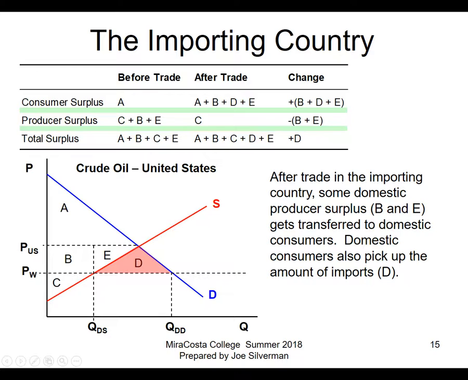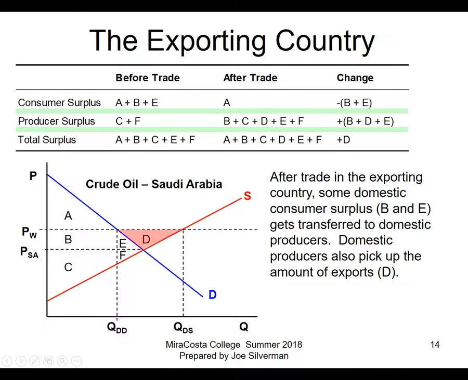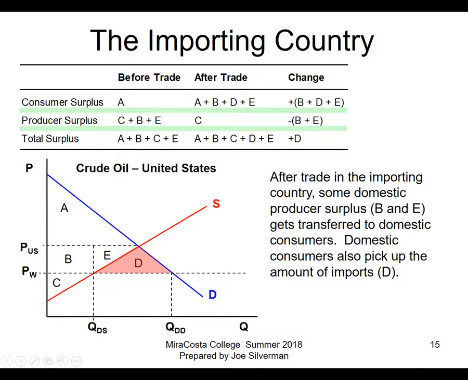By the way, I'm not saying we should transfer the B and E back to domestic producers, but I'm just saying that in the case of domestic consumers, a lot of us might have said, well, gee, that's not working out too well for consumers. Maybe they should get B and E back. But in the case of the oil companies, people probably don't have the same opinion. They probably wouldn't want to transfer that back to producers.